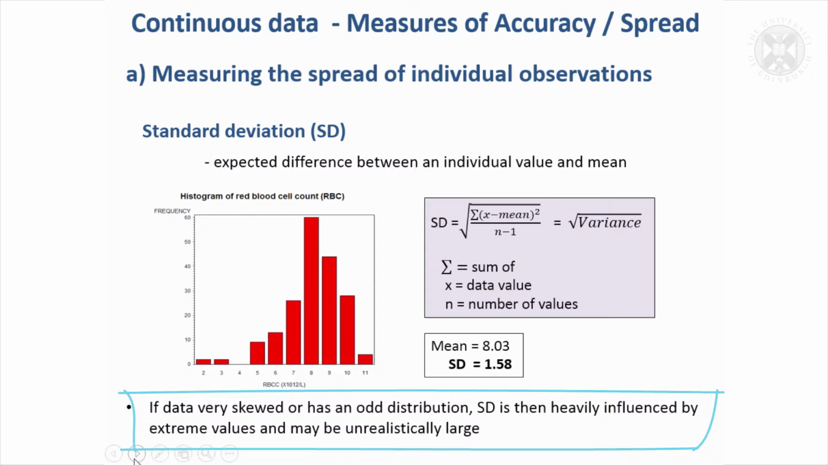If you do have a really skewed or odd distribution, you might think, well, perhaps the mean and standard deviation aren't the best way to summarise it. However, if you've got a large data set, then even if you do have quite a skewed distribution, it can still be appropriate to use the mean and the standard deviation.